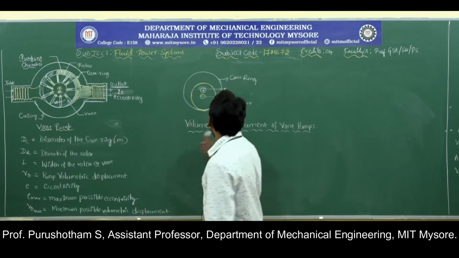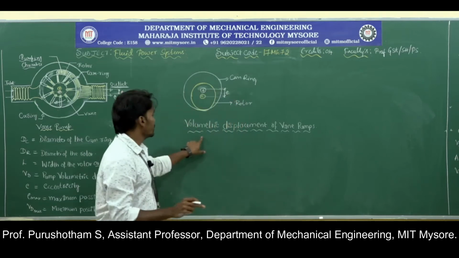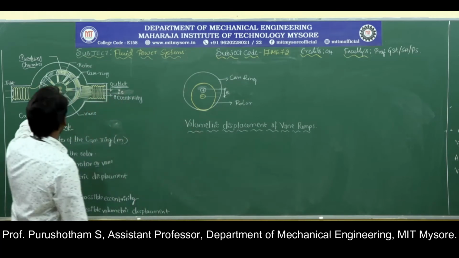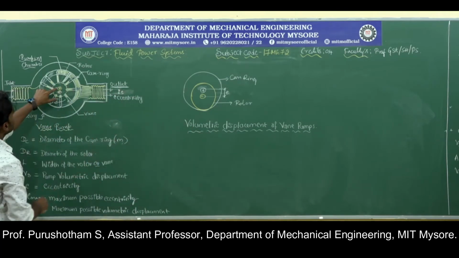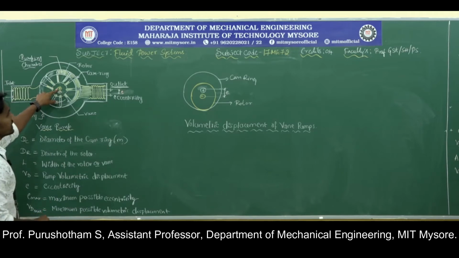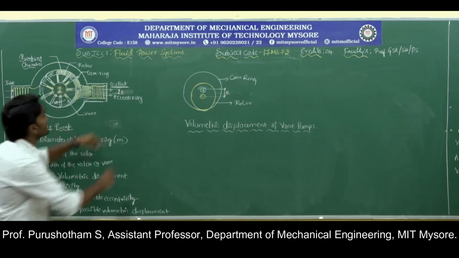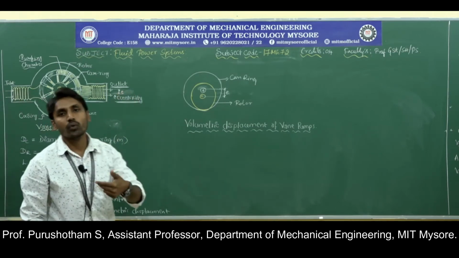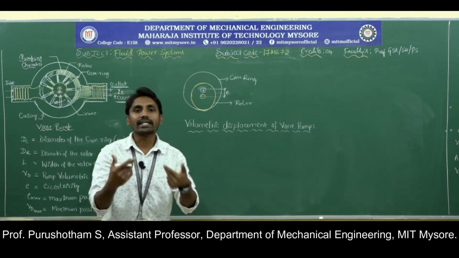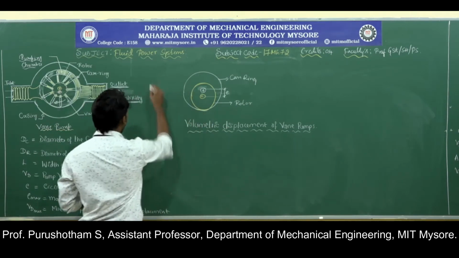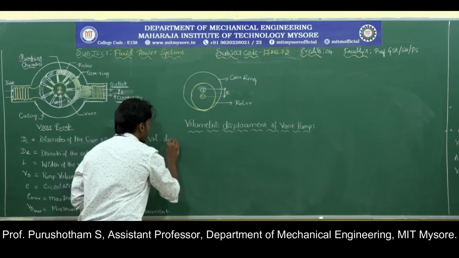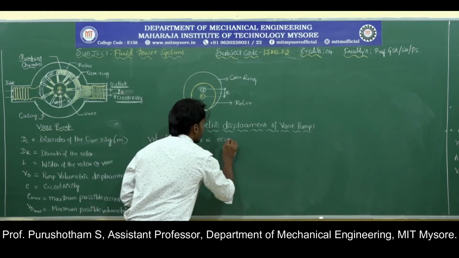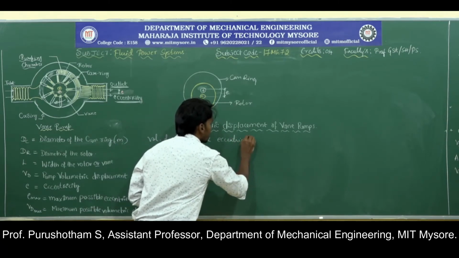So next we move on to the volumetric displacement of vane pumps. To calculate the volumetric displacement in vane pumps, I am referring to this figure. As we know, the rotor and the cam ring are not concentric, they are offset by some distance which is called eccentricity. And as I said before, the volumetric displacement is directly proportional to eccentricity.